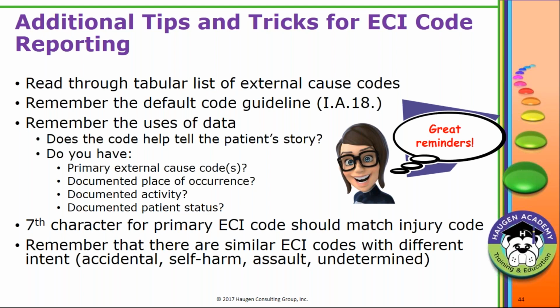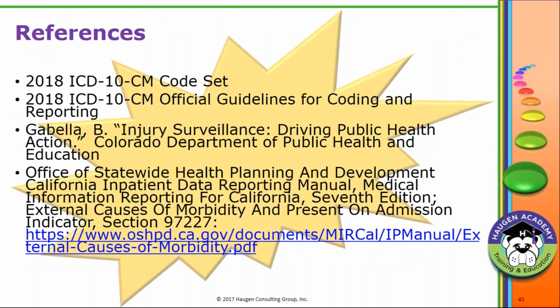The 7th character for your primary ECI code should match your injury code. If you have an initial encounter, all of your 7th characters should be initial. And remember that there are similar ECI codes with different intent, whether it be accidental, self-harm, assault, or undetermined, like we saw on that gunshot wound slide a little bit earlier. So those are my recommendations for external cause coding.